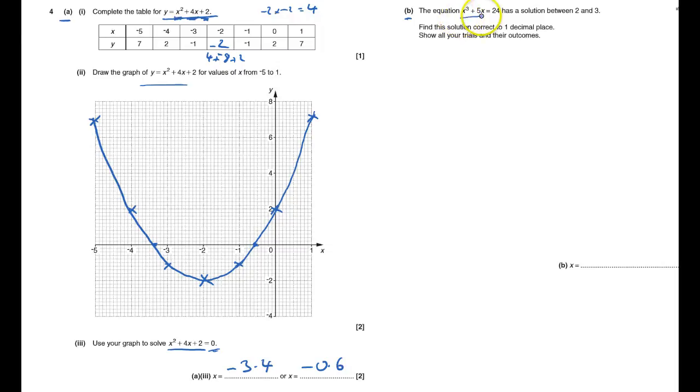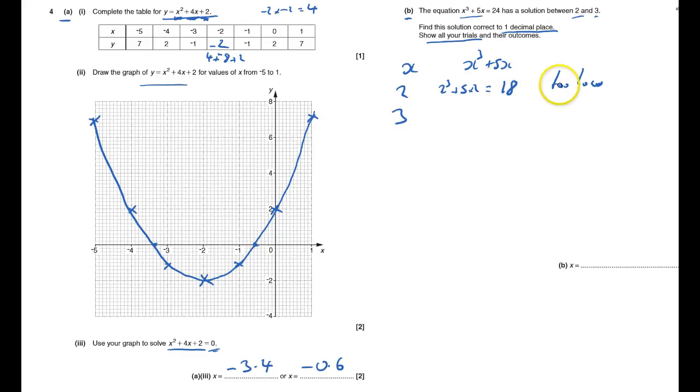Okay, it's got a solution between 2 and 3. Find the solution correct to one decimal place. Show all your trials. That's my clue. So this is trial and error. So I got my values for x. And then I'm going to have to work out my x cubed plus 5x. And I want to see, does it come to 24? So I'm going to try 2 to start off with. And 2 cubed plus 5 lots of 2 is 8 plus 10 is 18. And that's too low. And just by doing that, it's given me 1 mark already.